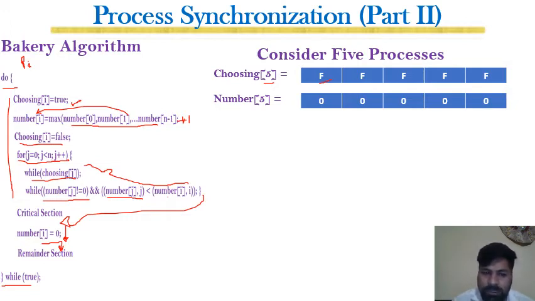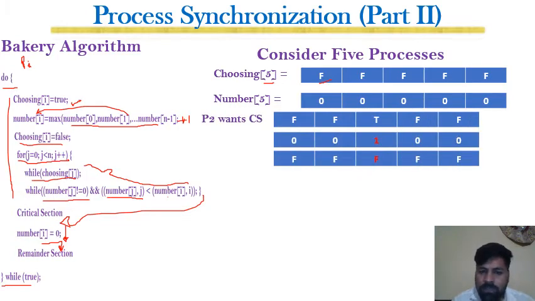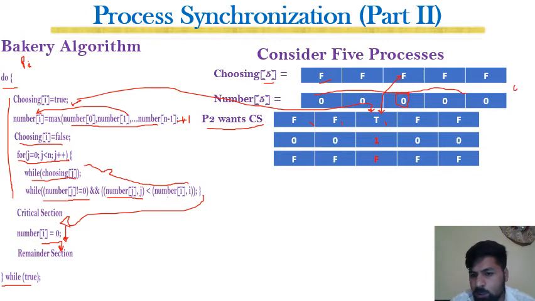And once a process wishes to enter the critical section, for example, you can see here that P2 wants the critical section. In the first step, choosing at i becomes true. So choosing at 2, with indexes 0, 1, 2, right? This is index 0, this is index 1, and this is index 2. So choosing at 2, which was false here, will be converted to true, right? Again, number at i is equal to the maximum of the numbers. In the number array, the value at the second index will be changed, and it will be equal to the maximum number in this array, which is 0, plus 1. So 0 plus 1 will be 1, and this 1 will be inserted in this slot.